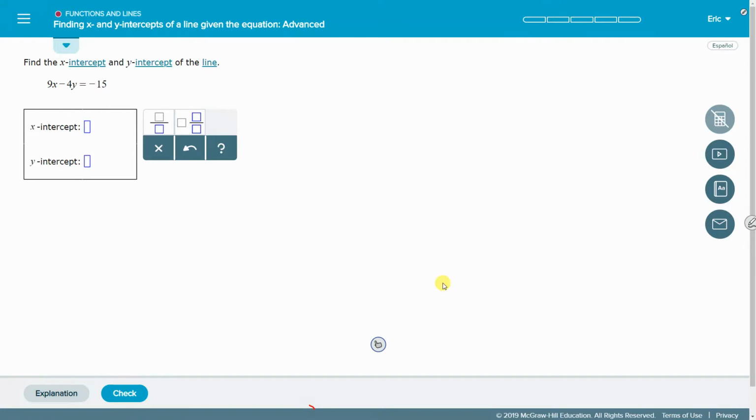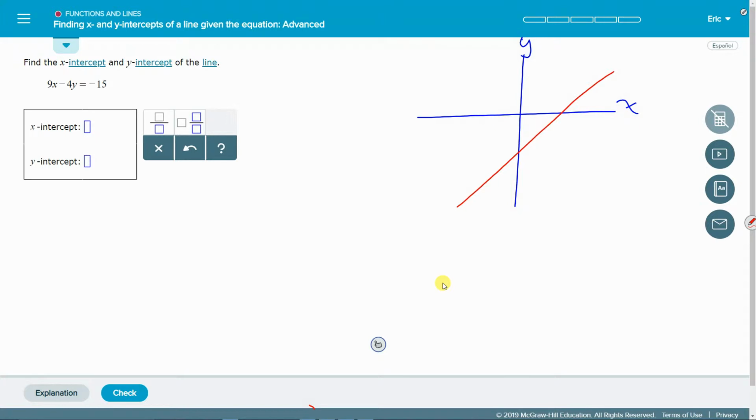Find the x-intercept and the y-intercept of a line. Two ways to do this. The first way is with the graph. Your x-intercept is where your line crosses your x-axis. Your y-intercept is where your line crosses your y-axis.